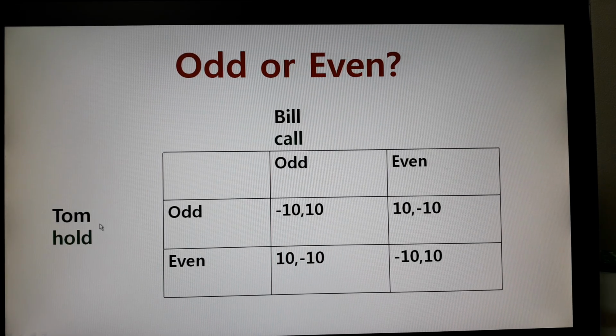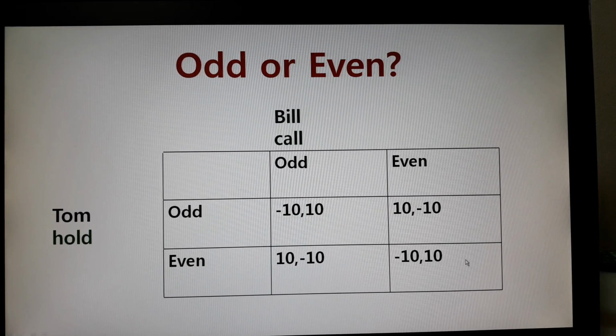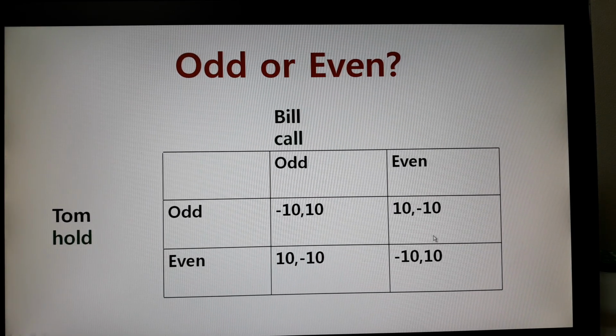On the other hand, if Tom gets an odd number of coins in his hand and Bill says even, Bill is wrong, then Bill has to pay Tom. So 10 for Tom, negative 10 for Bill. So this kind of game. This is also a very simple game. Does this game have a dominant equilibrium?